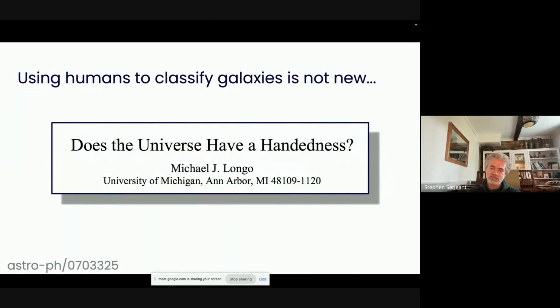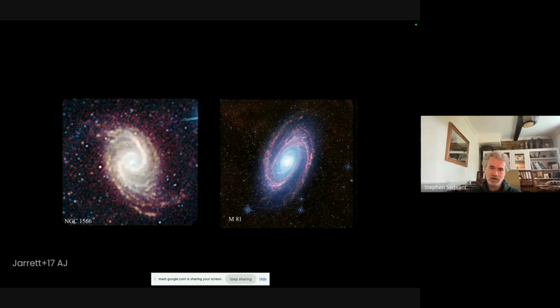This is not, in fact, the first time that a crowd of people have been asked to parse images of galaxies. In fact, the most recent big pulse of activity in this comes back to a paper that was written in 2007 by Michael Longo. He had a very bold claim. Does the universe have a handedness? And the claim in the paper was there was a slight chirality to the universe. So he was arguing, I forget which way around it is, maybe it was arguing there were either more anti-clockwise spirals than clockwise spiral galaxies, or maybe it was the other way around, I forget.